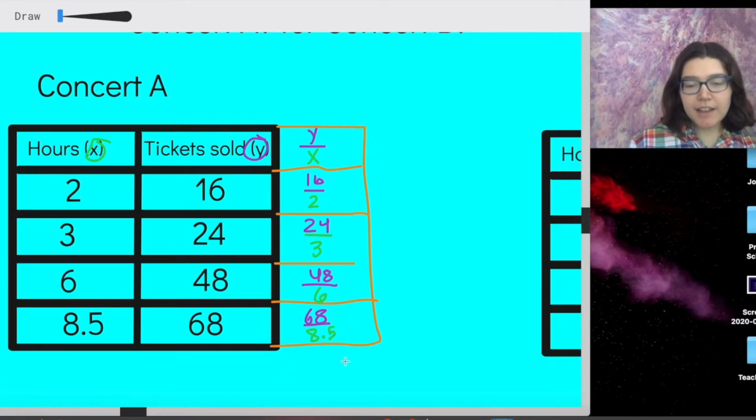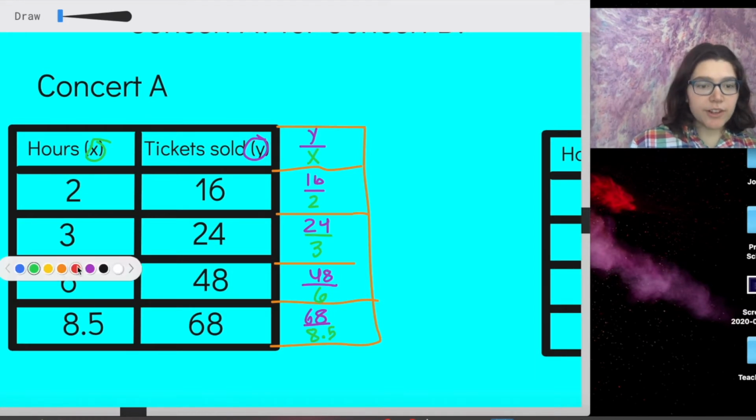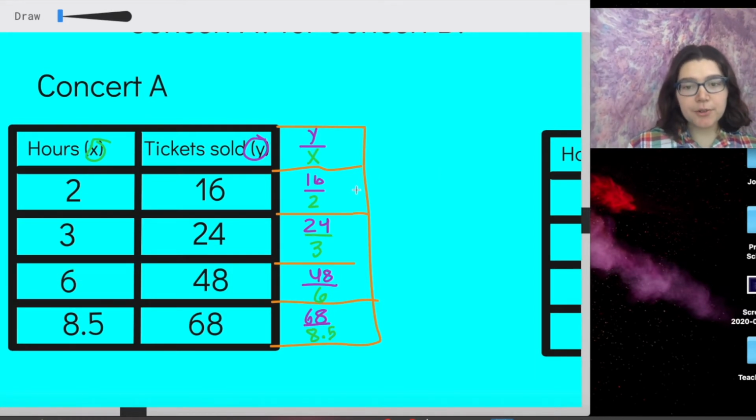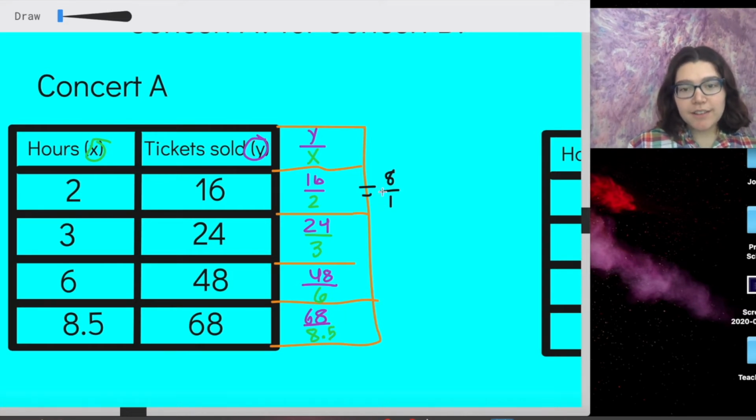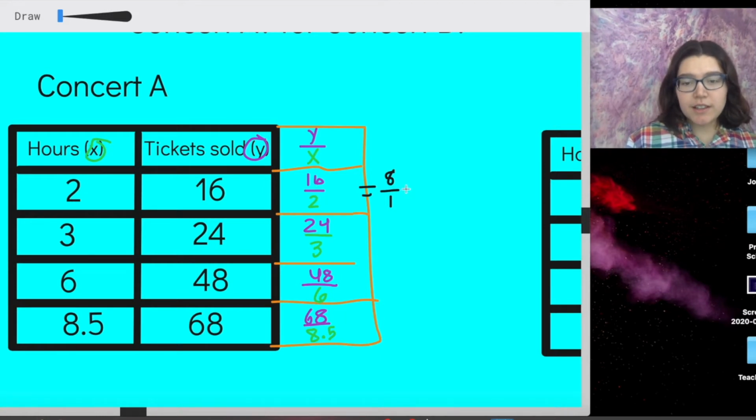All right, we need to simplify and find the equivalent ratio. For our first one, we have 16 divided by 2, or 16 over 2. That is equivalent to 8 over 1, 8 divided by 1. 16 divided by 2 is 8, and 2 divided by 2 is 1. Or if we just divide, this says 16 divided by 2, because a fraction requires division. So 16 divided by 2 is 8.